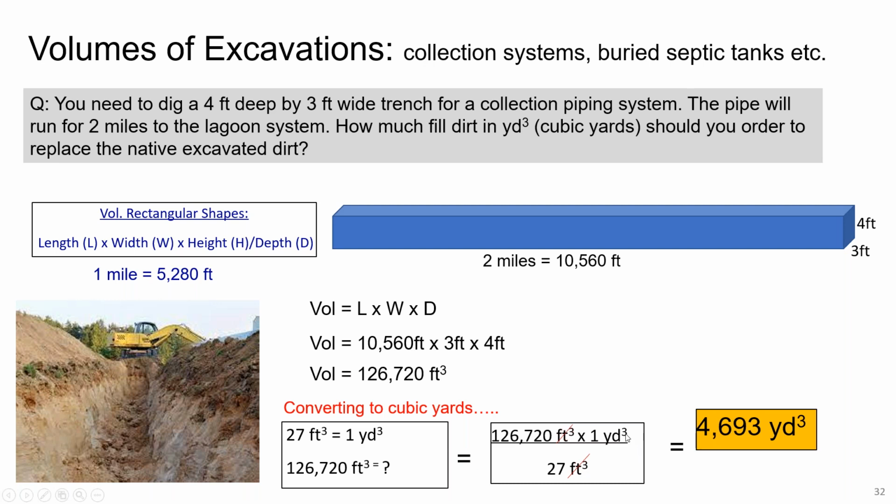If you keep track of your units, you will know whether you've done the math correctly and what canceled and what remained. This can be rounded up to 4,700 cubic yards. And this is important because you will know how much dirt to order when you are trying to replace your native soil.